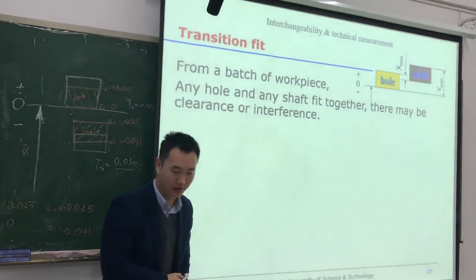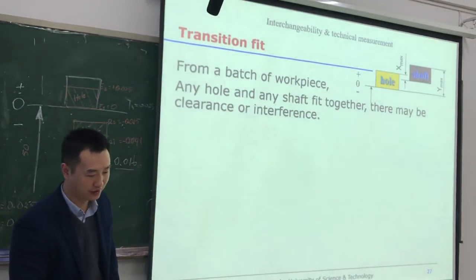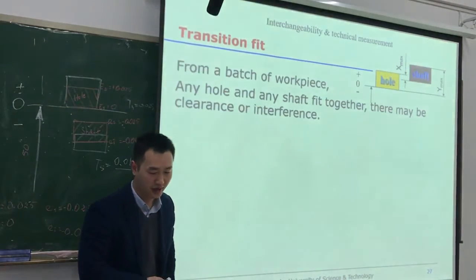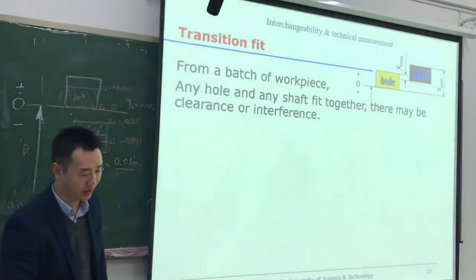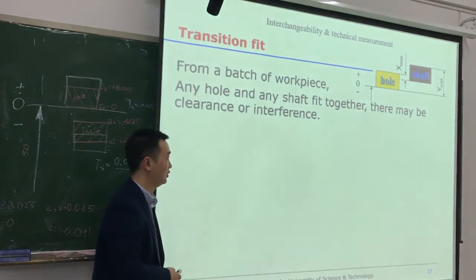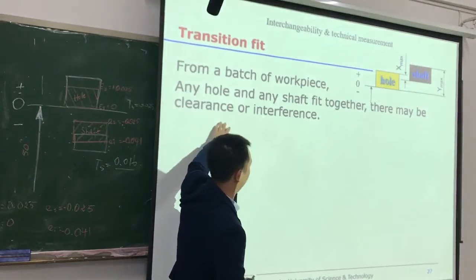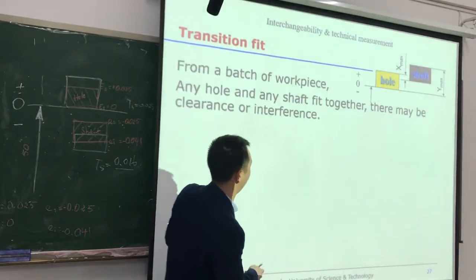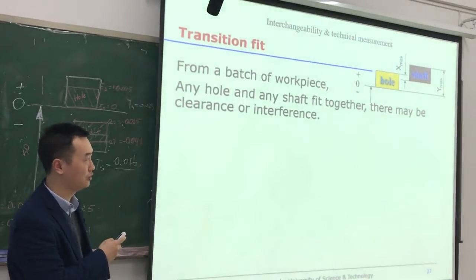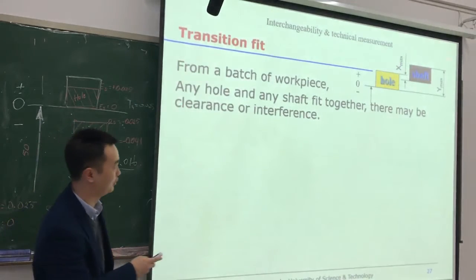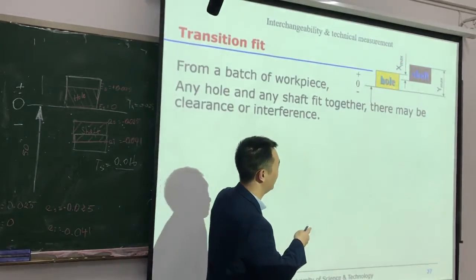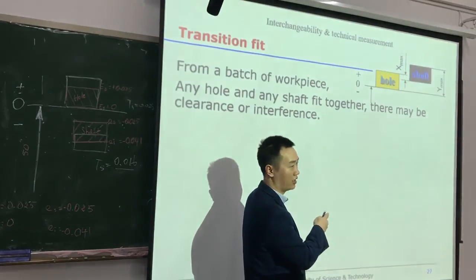And last, let's look into the transition fit. Transition fit is for a batch of workpieces. Any hole and any shaft fit together, there may be clearance or interference. It means when they fit together, it can be clearance, and it also can be interference, because you can see the tolerance zones for the hole and shaft have certain areas overlapped.